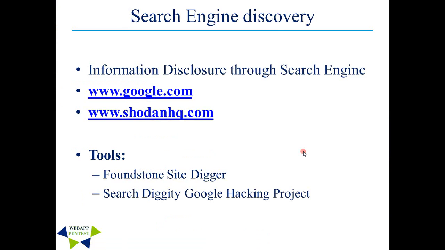Coming back, if you want to automate the process of search engine discovery, you can use these two tools. One is the Foundstone SiteDigger and the other one is the SearchDiggity Google Hacking Project. Both tools are very powerful and come with a large number of filters which can help you extract particular information from the search engines, and you might get some juicy information about the websites that you're looking for.